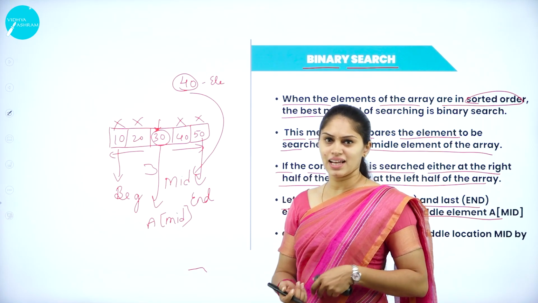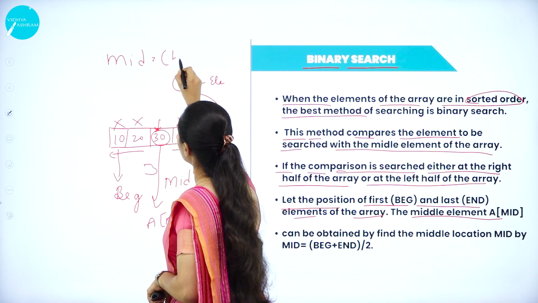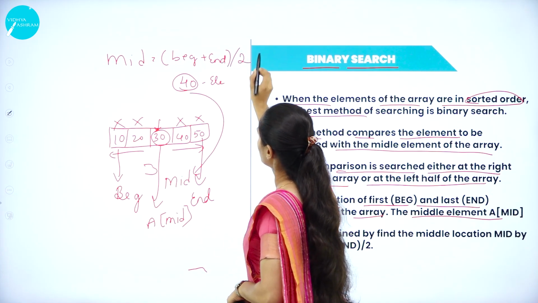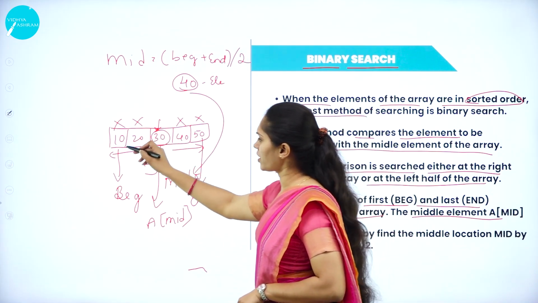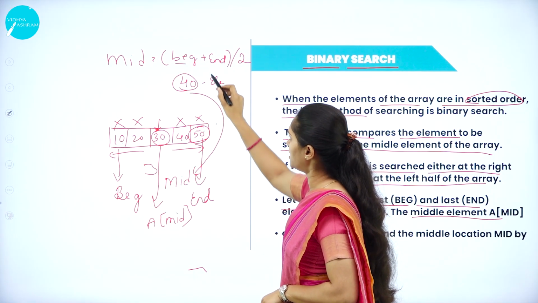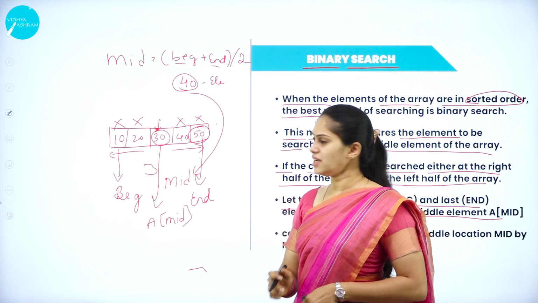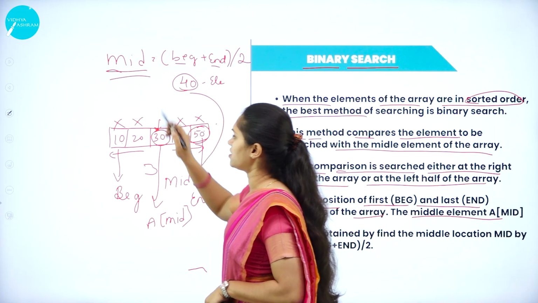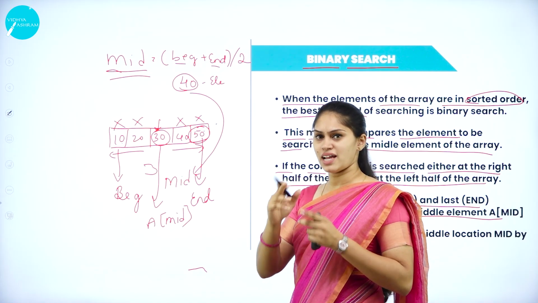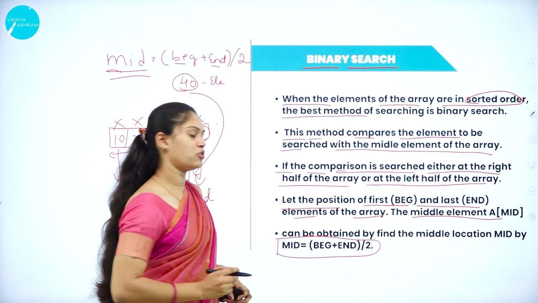How are we going to find the middle element? We have one formula: mid is equal to beginning plus end divided by 2. I am going to add the location of the first element, that is beginning, and the location of the last element, that is end, sum it up and divide that by 2. Then I am going to find the mid element. So beginning, end, mid. Mid is equal to beginning plus end, whole divided by 2. That is the formula that you have to understand.